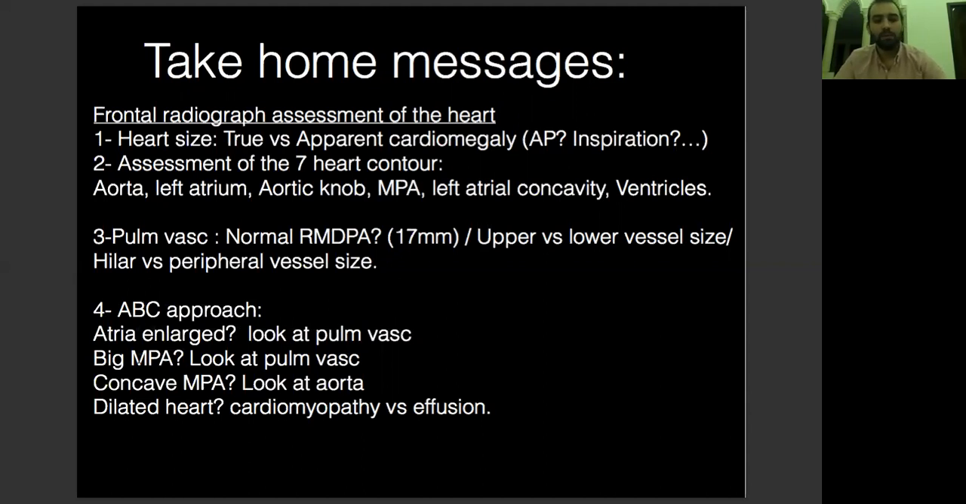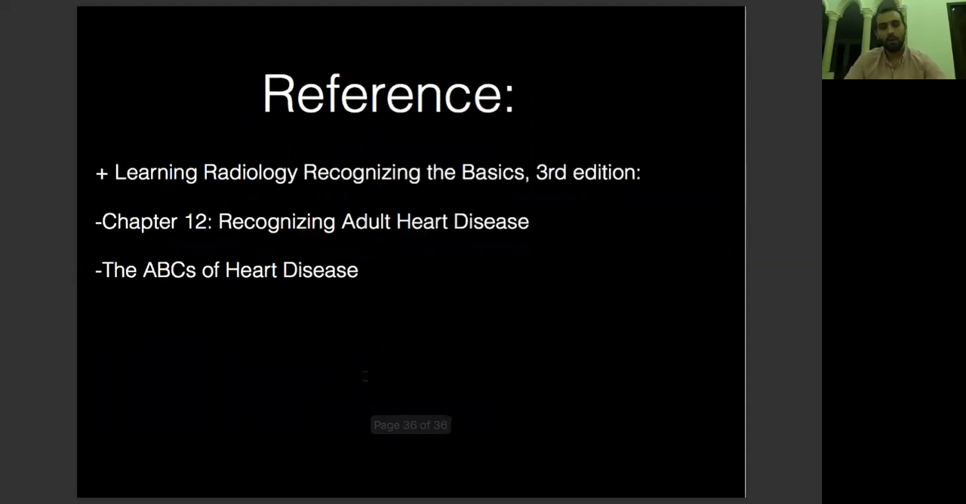Atrial enlarged, pulmonary vasculature. Big MPA enlarged, look at pulmonary vasculature. Concave MPA, look at the aorta. Dilated heart, cardiomyopathy versus effusion. And this is my reference.